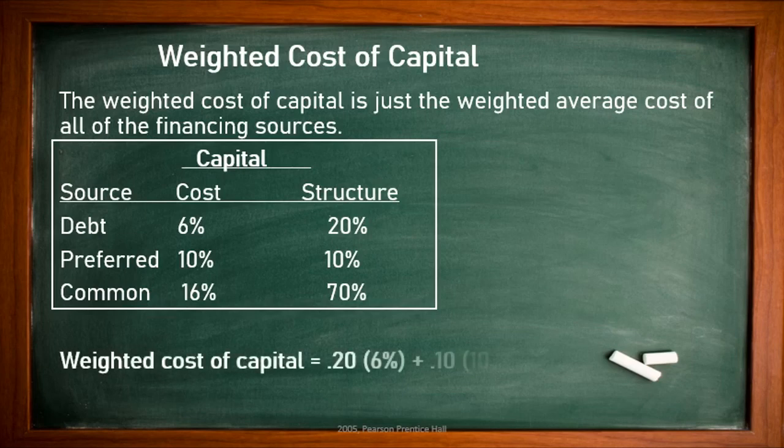The weighted average is a simple calculation where we multiply the cost with the structure. So 20% against 6%, 10% against 10%, 70% against 16%. Once you multiply, you will get the overall percentage, that is 13.4%. So weighted average cost of capital means the overall cost that companies are bearing for all three investments. It is the weighted average cost. So this is the basic information in this video.